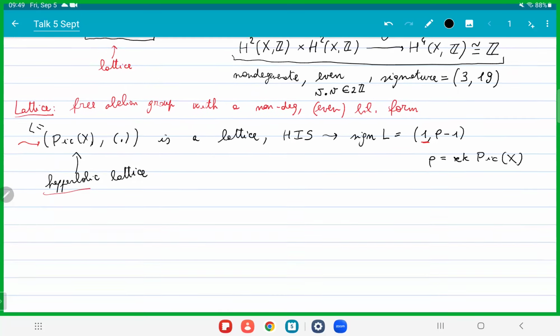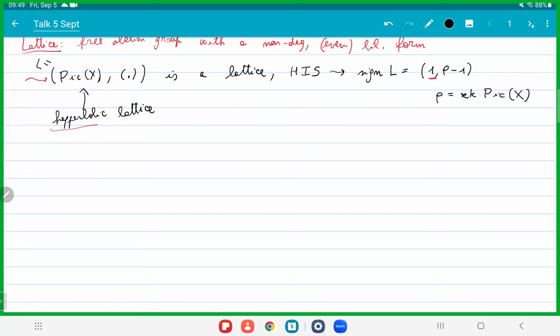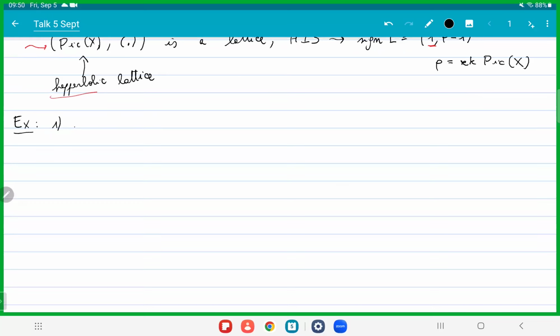So now we have this gadget, this Picard lattice associated to the K3, and I'd like to explain how much we can understand of the surface from this Picard lattice. I'm going to give some examples. The first example is, let's say that we have X, a quartic in P3, containing a line. So it's not only a quartic, but it also contains a line.